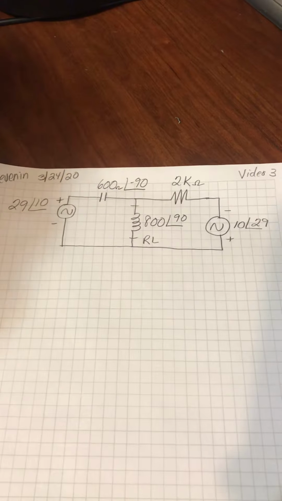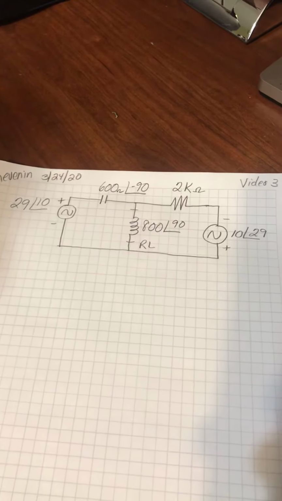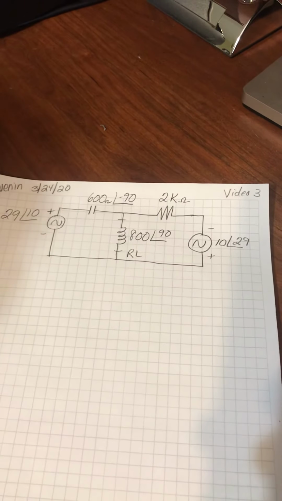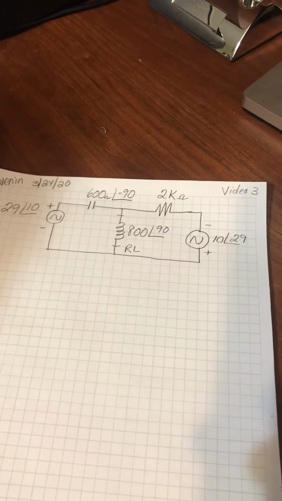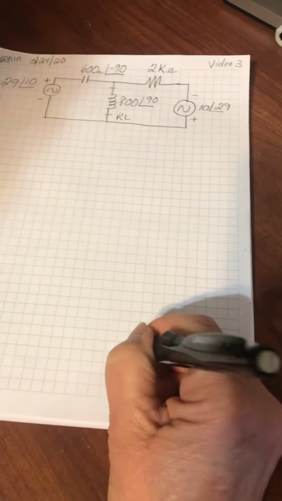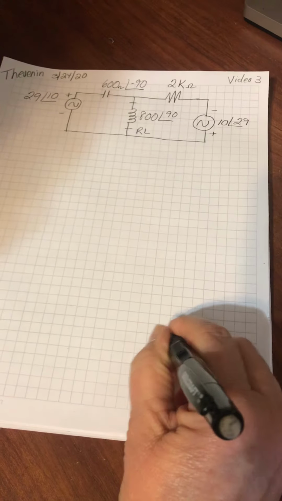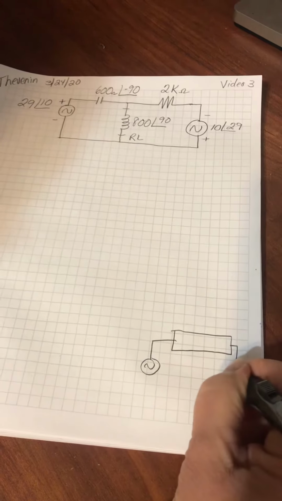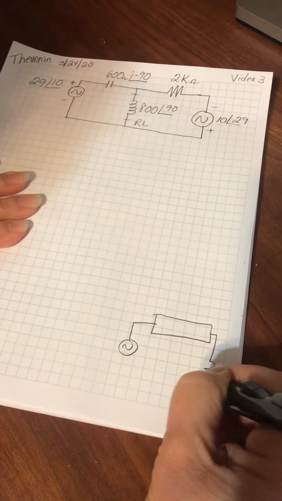Okay, video 3 for Thevenin equivalent circuit. As you can see, RL, which is the load, is in the middle. So once we remove that, right down here, I'm going to make the Thevenin equivalent circuit. I'm going to put the voltage. We don't know which direction. Then we have ZTH, and then we have the load, which is an inductor.